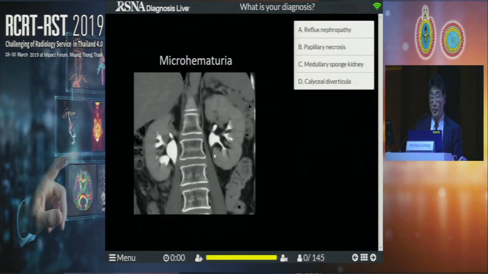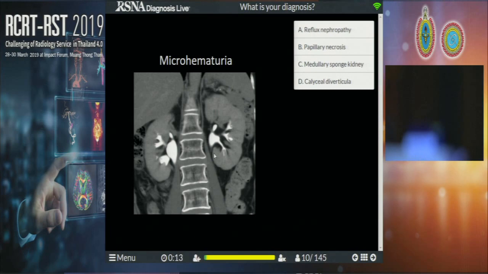So here's the first case. This is a patient who presents with microhematuria. What is your diagnosis? Very good. We're already at the 60%.